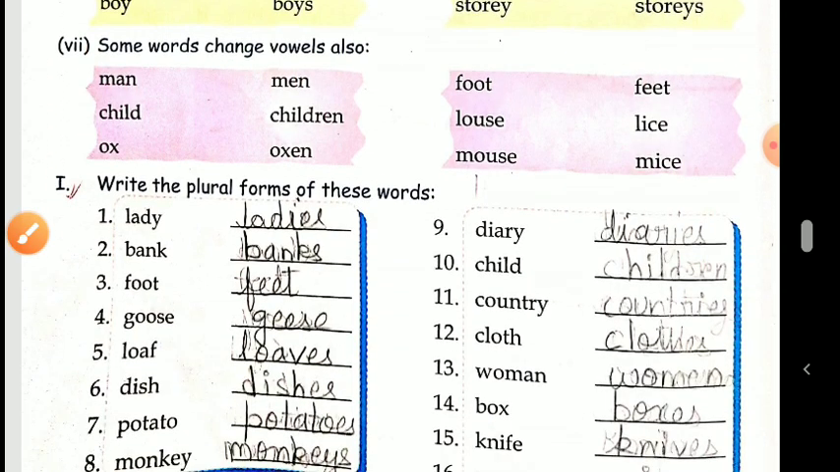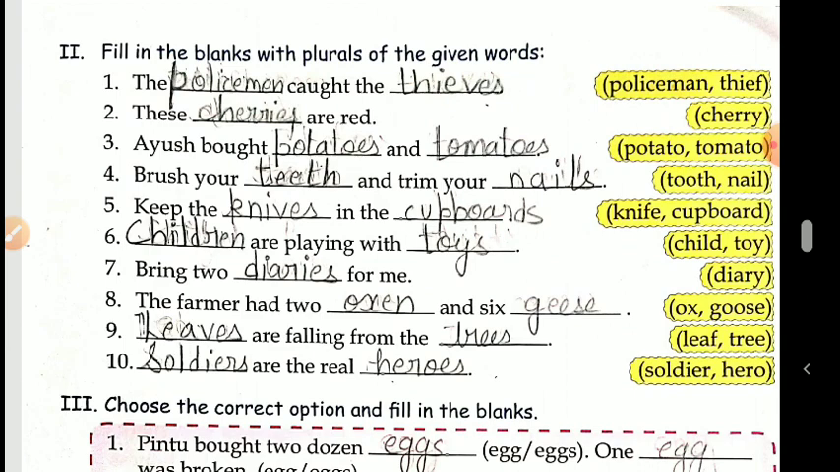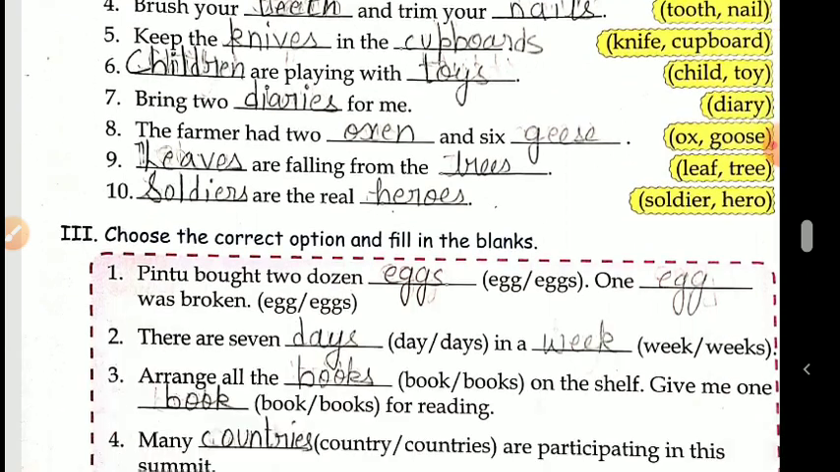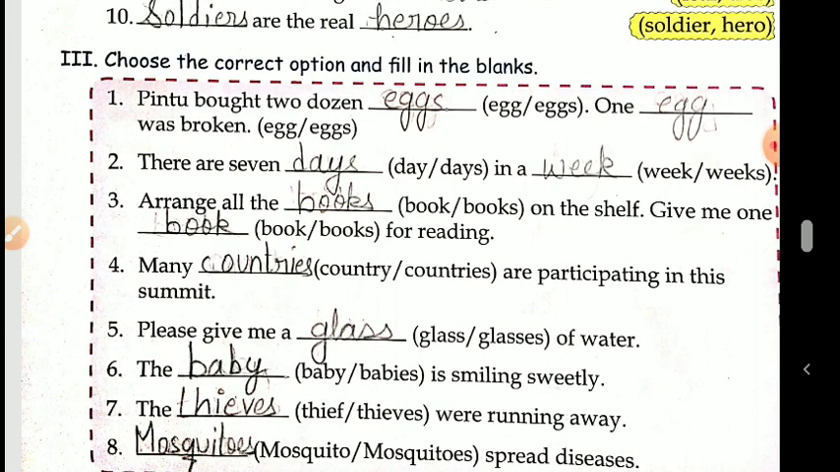Exercise 1 we had done yesterday. Please complete exercise 1 in your notebooks. Exercise 2 also we had done yesterday. Now I will be starting with exercise 3. Yes, students. In the third exercise, you need to choose the correct option and fill in the blanks.